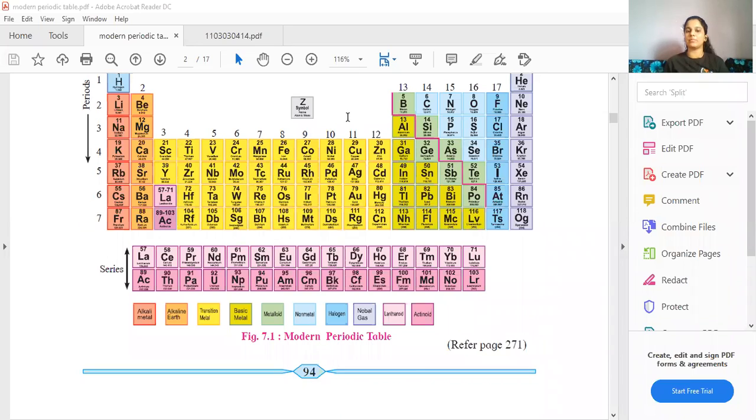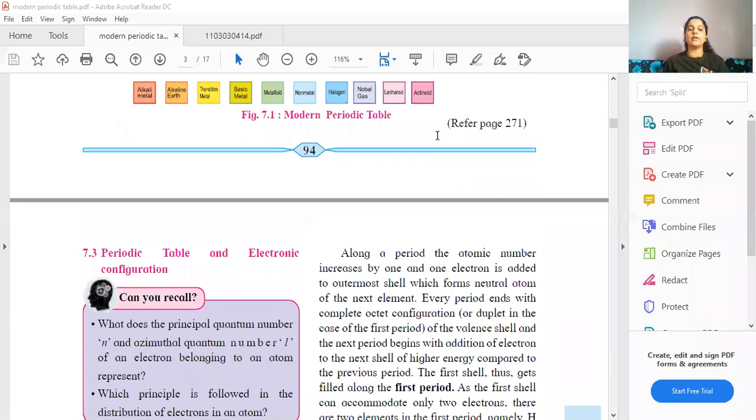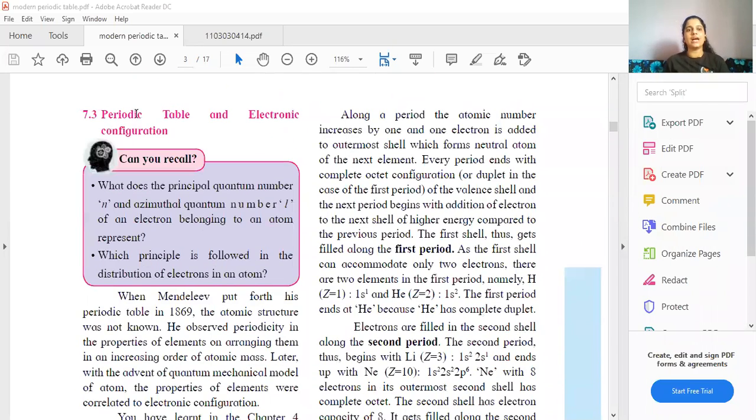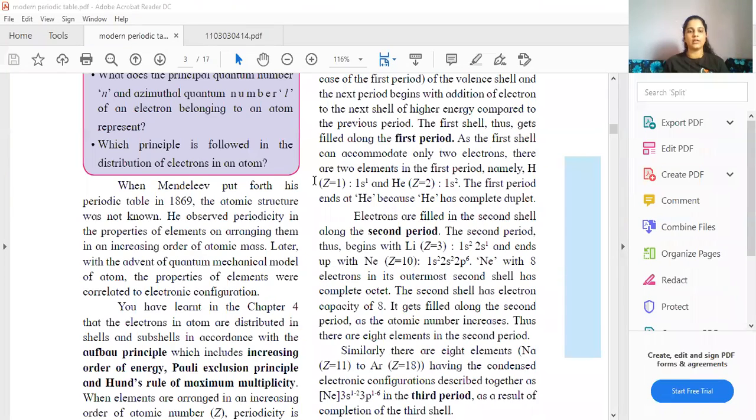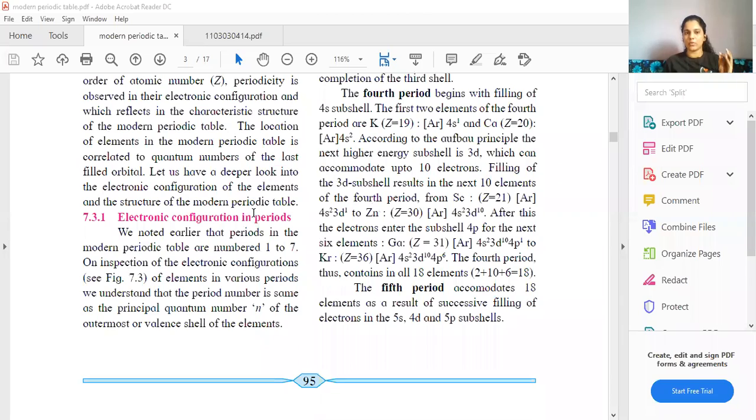Okay, it was there in your chapter number 4. So I have taught you all that topic, and your entire chapter of the modern periodic table is based on electronic configuration. Okay, fine. So last time we did this topic, periodic table and electronic configuration, and to be more specific, electronic configuration and periods. Okay, so how to relate your configuration. So if I give you any element, and you have to determine in which period that element is, how can we do that?